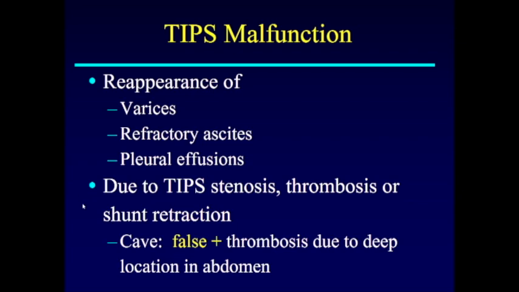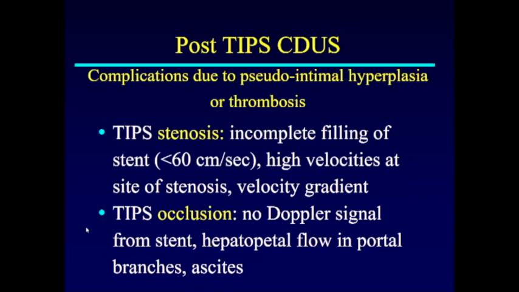Be careful sometimes if the shunt is really, really deep in the abdomen. If the patient is very big, you could falsely identify an occlusion or thrombosis. So complications due to pseudointimal hyperplasia or thrombosis result in TIPS stenosis or TIPS occlusion. And usually if you have TIPS stenosis, you will see incomplete filling of the stent and decrease in the velocities. People have usually agreed upon if it's less than 60 centimeters per second, if you see high velocities at the site of stenosis, and if there is a velocity gradient across the shunt of greater than 60 centimeters per second, that's indicative of stenosis.